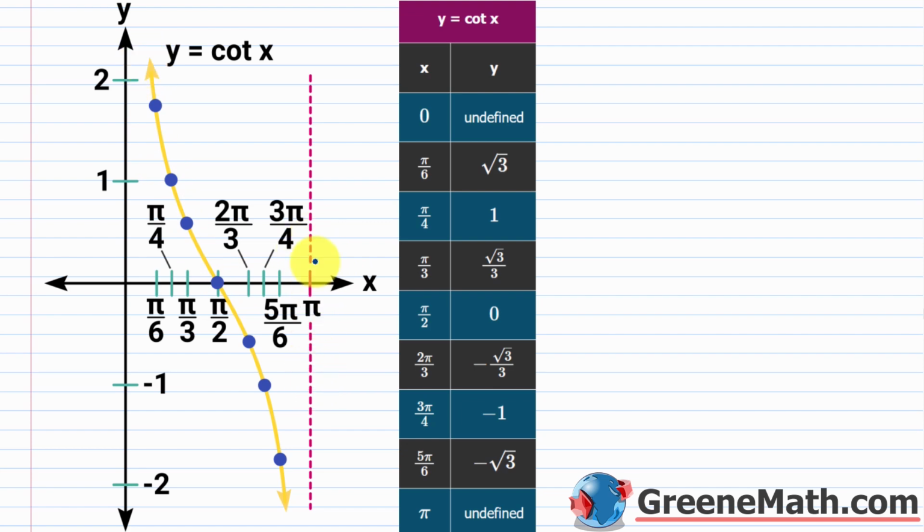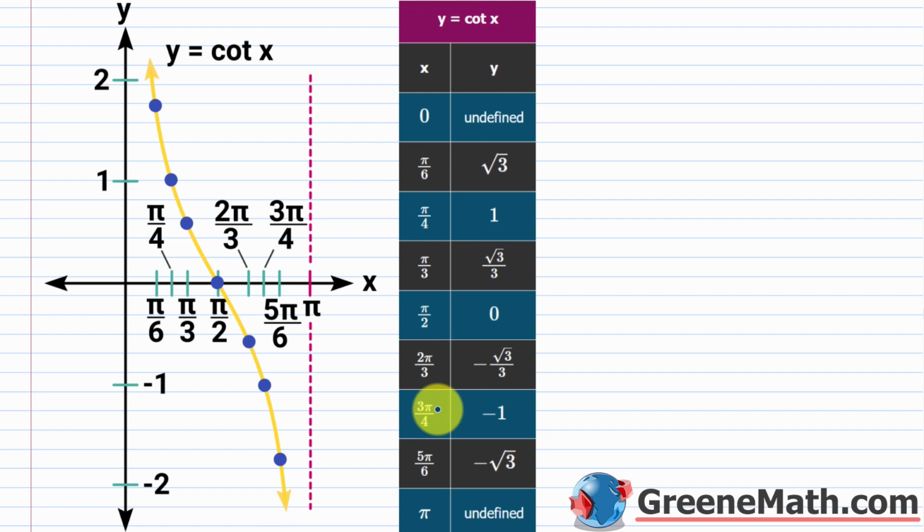Then similarly, for an x value of pi, again, the cosine of pi is negative 1, and the sine of pi is 0. So if I say I want the cotangent of pi, you're setting up the fraction negative 1 over 0, that's going to be undefined. So as your x value approaches pi, coming from the left, going this way, this is going to decrease without bound. We're going to approach negative infinity.